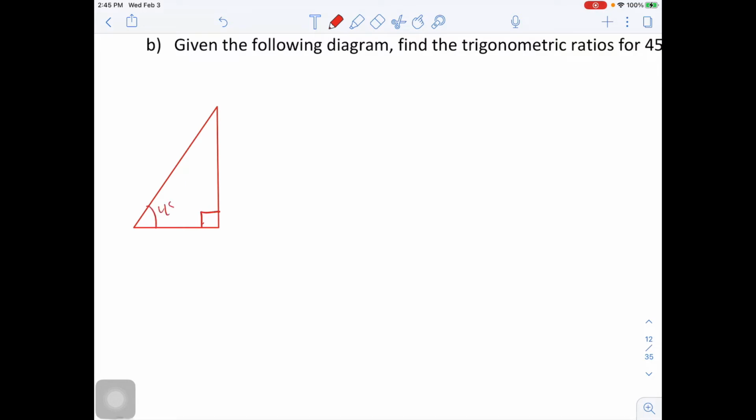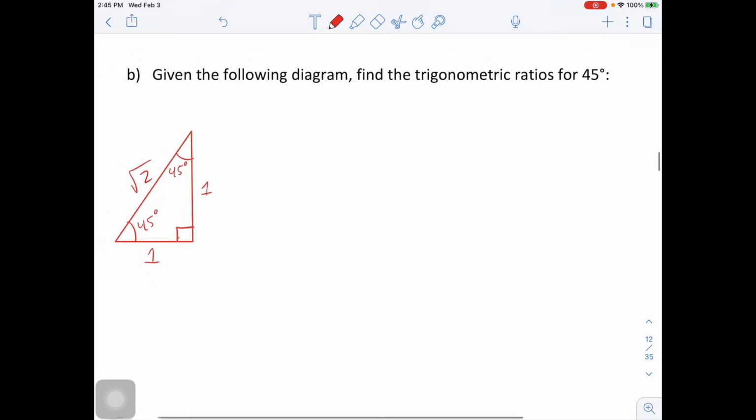So again, 45, 45, 1, 1, root 2. Okay. So here it says, find the trig ratios. So this is a little bit of a throwback to Math 10C. So again, if you don't really remember what trig ratios are, please come ask or watch a video. They're not asking for the angle, they're asking for the trig ratios of the angle. This is your sine, cos, and tan. That's what we're talking about here.